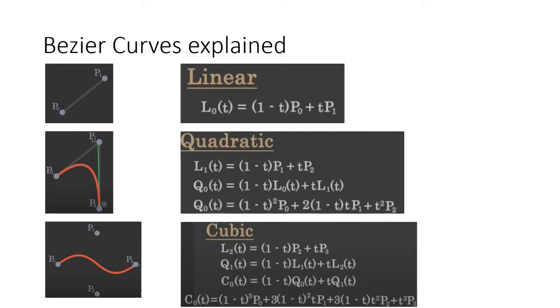So let's say P0 is 0 and P1 is 1. So the linear function for this one is going to have L0(t) equals (1 minus t) P0 plus t P1. Now where are we getting this from?